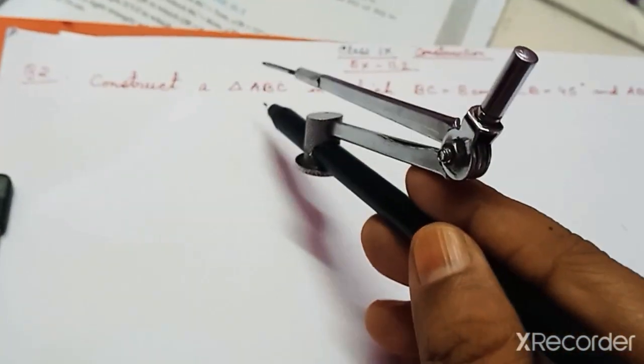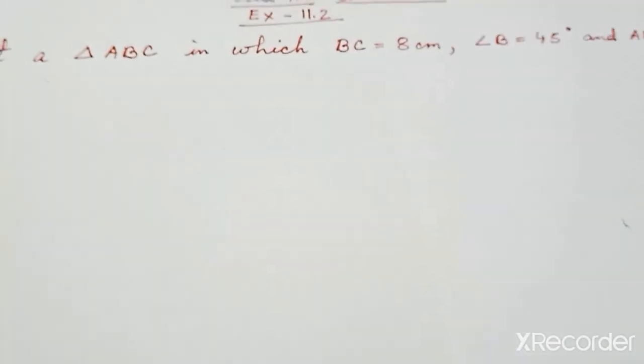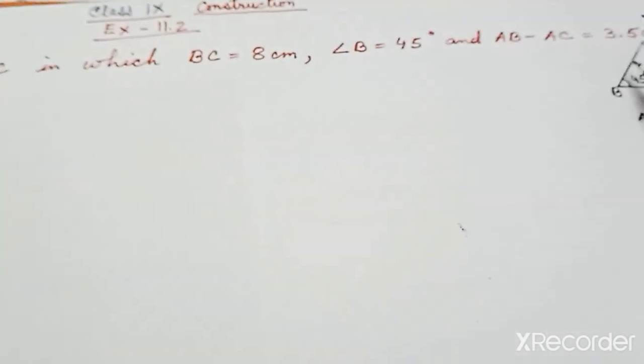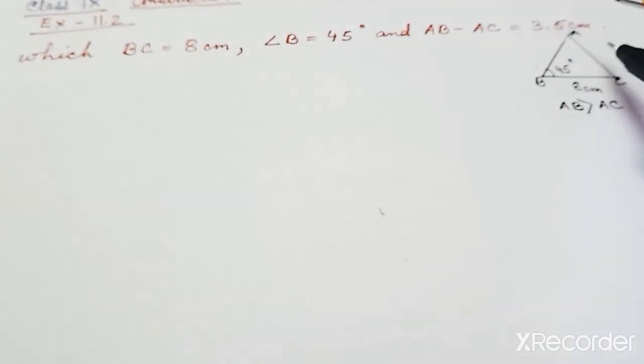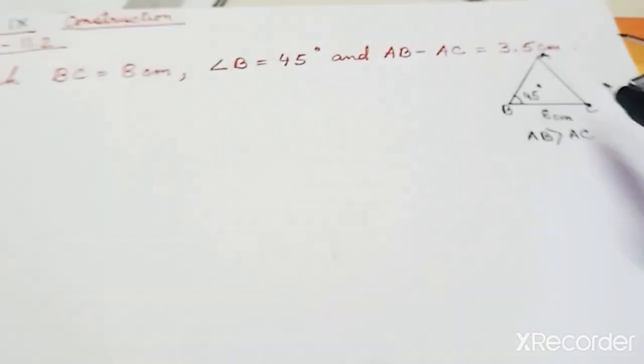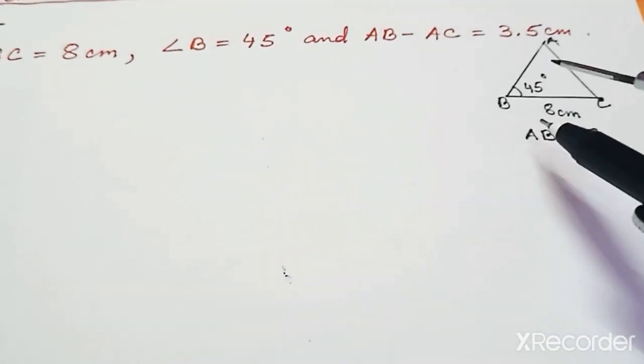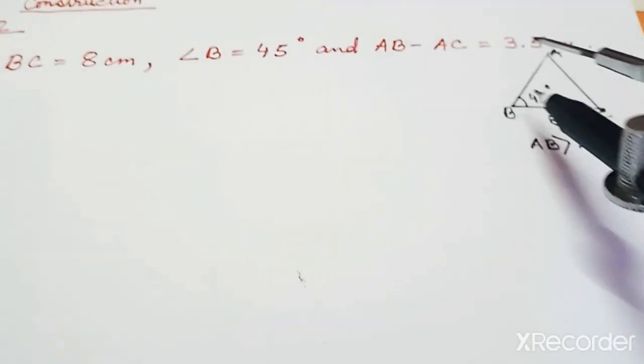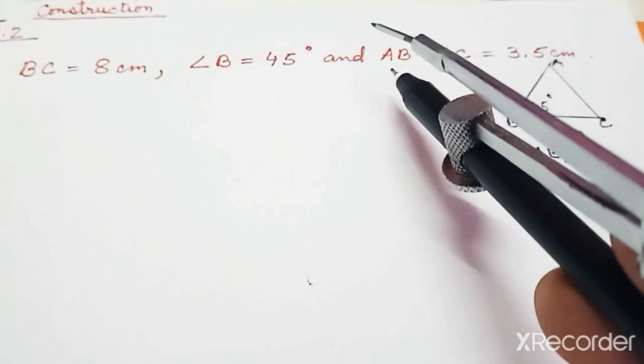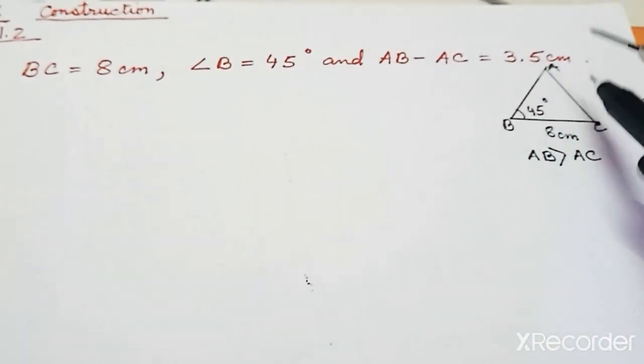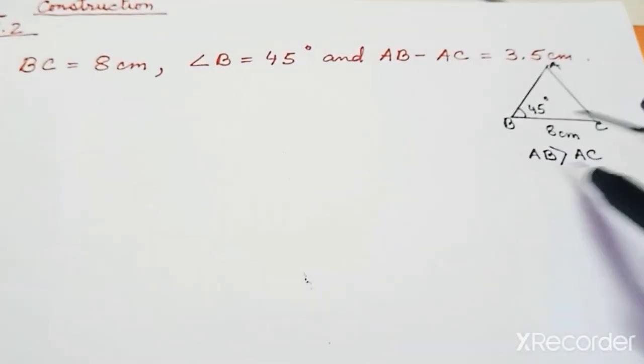Class 9th Construction Exercise 11.2 Question number 2. According to this question, construct a triangle ABC in which BC equals 8 centimeter, angle B equals 45 degree, and AB minus AC equals 3.5 centimeter. If we make the rough diagram of triangle ABC, here BC is 8 centimeter, angle B is 45 degree, and since AB minus AC is 3.5 centimeter, that means AB is greater than AC.